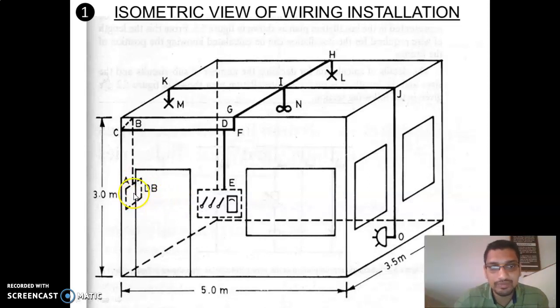The next point is the switchboard, placed at E, and coming to the load side, one number of fan is fixed at point N, and two number of light points. One is fixed at L, the second light point is fixed at M, and the other point O is the power plug. So these are the electrical points in the given building: two lamps at L and M, one fan at N, power plug O, then switchboard E, and DB A.